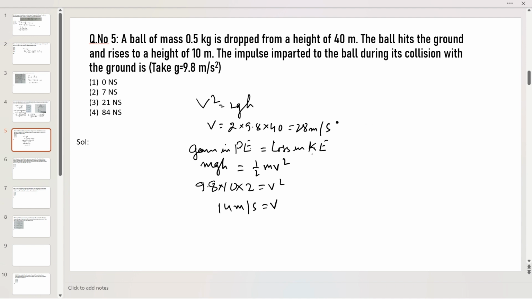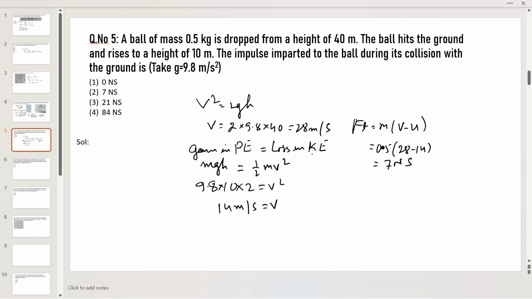So your impulse, that is impulse F t, that is equal to m (v minus u). So m is your 0.5 and v is your 28 minus 14. So this comes out to be equal to 7 Newton second. So this is your answer.